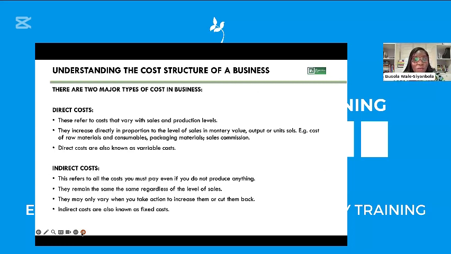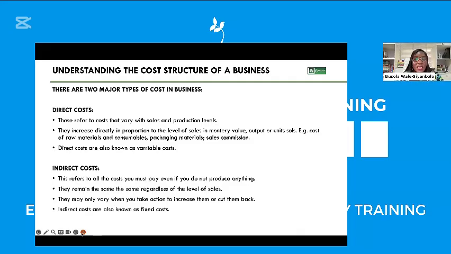Two major types of costs that you encounter when you do business. One is direct costs, also known as your variable costs. And the second is your indirect costs, also known as your fixed costs. The characteristics of your direct costs or variable costs: these are costs that, just as the name says, vary with your sales and production levels. It increases directly in proportion to the level of sales in monetary value, in output, or in units sold. An example is your cost of raw materials and consumables, your packaging materials, your sales commissions.